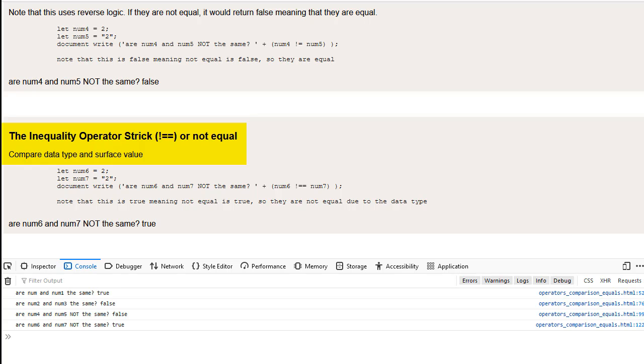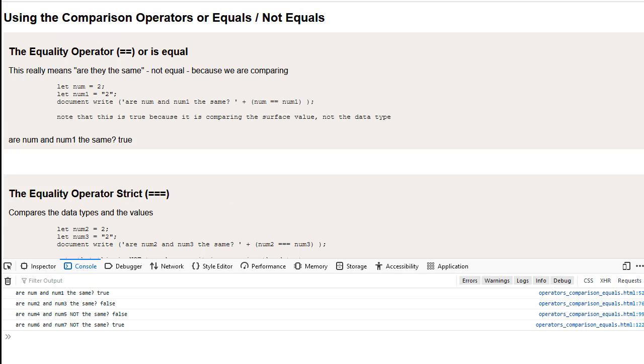However, if we test for the strict inequality operator using exclamation point equal equal, now it's going to return true because now they're technically not the same. Because now we're testing for data types, that expression will return true. The equality and non-equality operators can be used with other values besides numbers.